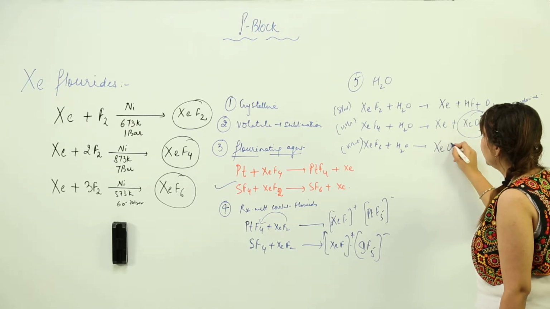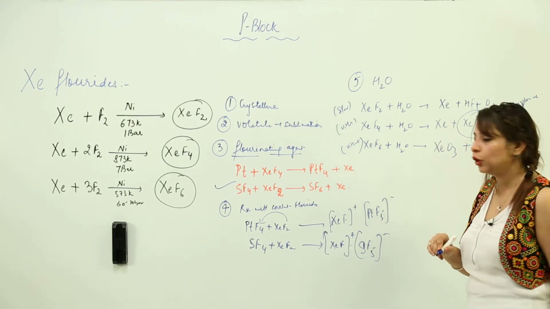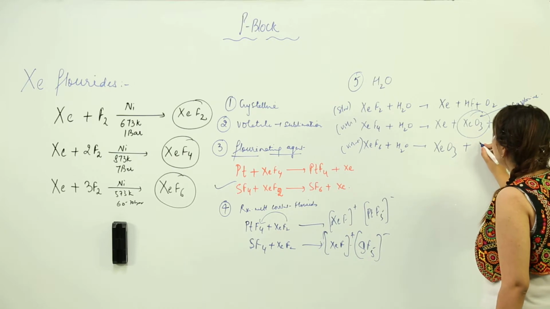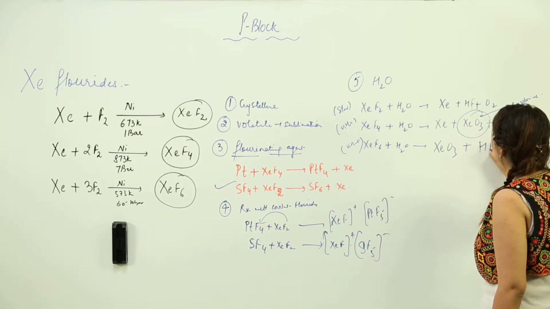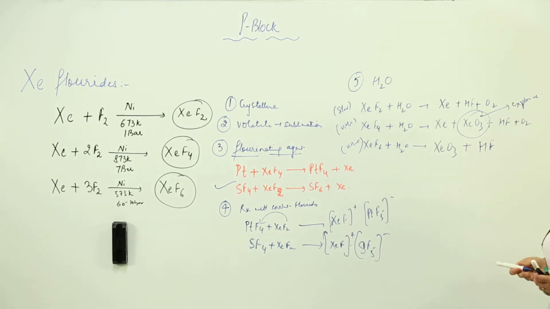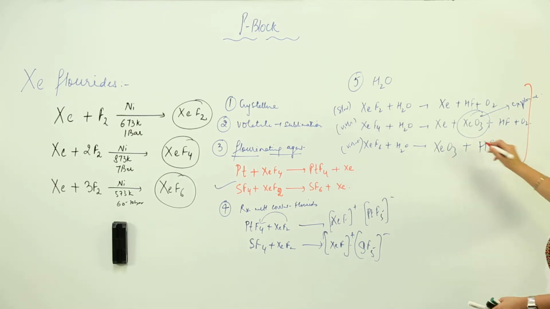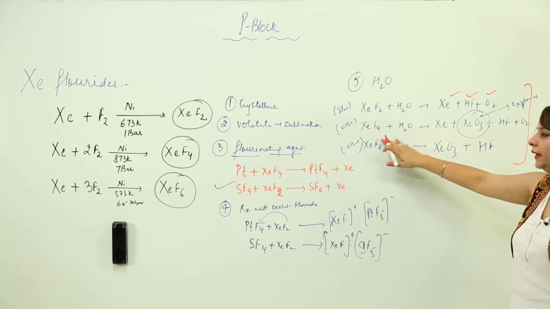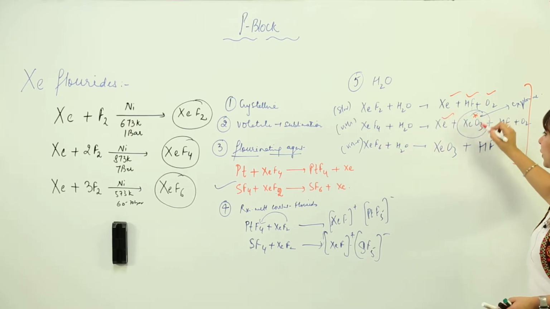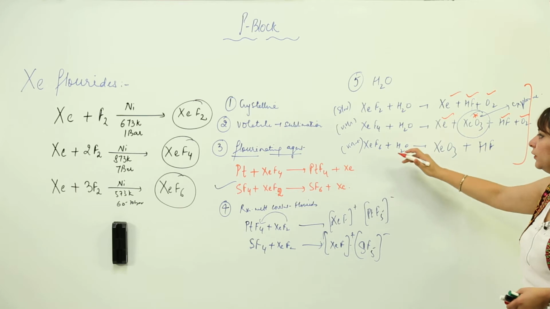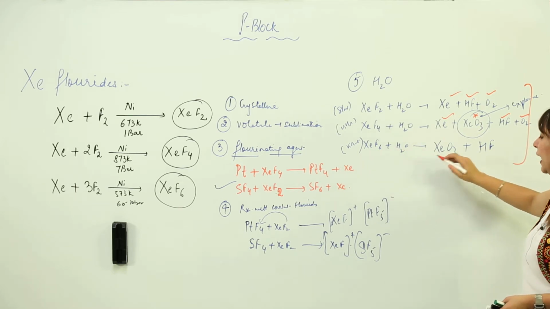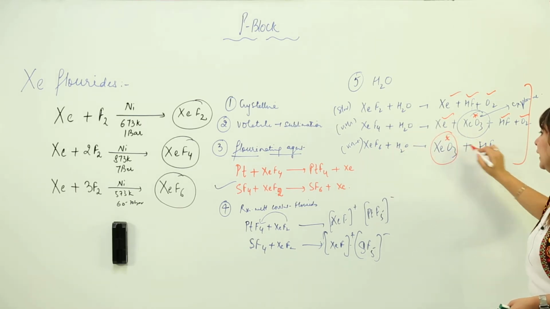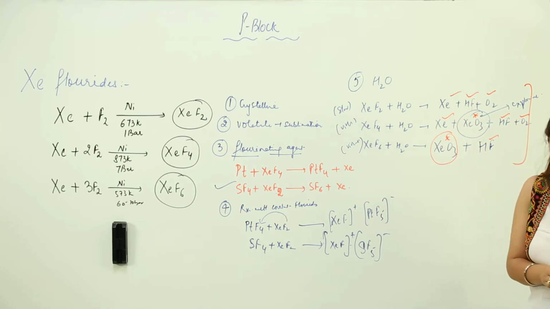When it reacts, it forms only an explosive compound, xenon trioxide, with HF. So these are the reactions when they get hydrolyzed, and you should know them because these reactions are very important. XeF2 reacts slowly and forms Xe, HF and O2. XeF4 reacts violently and forms Xe, an explosive compound, HF and O2. XeF6 is hydrolyzed to again an explosive compound and HF. So this is how they get hydrolyzed.